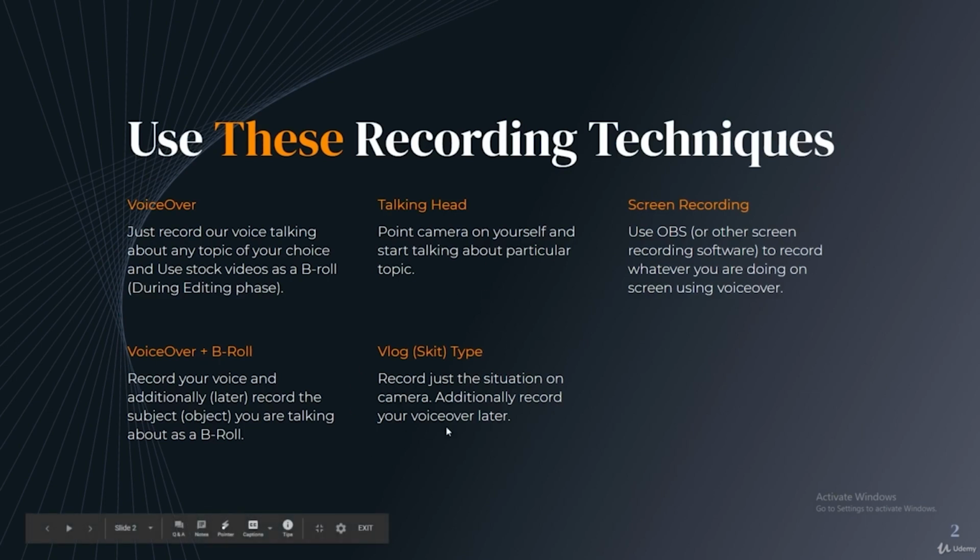Last but not least is the vlog or skit type. Record just a situation on a camera, and additionally record your voiceover later. We've seen a lot of vlogs, a lot of skits, a lot of situational comedy stuff. You can do the same. Just record different situations, and then you can add the voiceover later. Basically, you're recording B-roll of a certain situation.